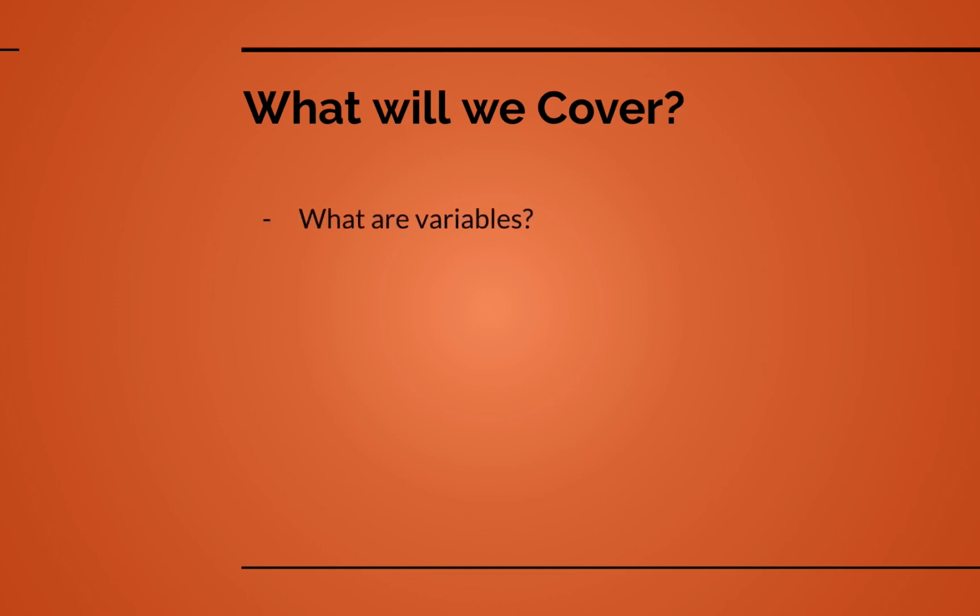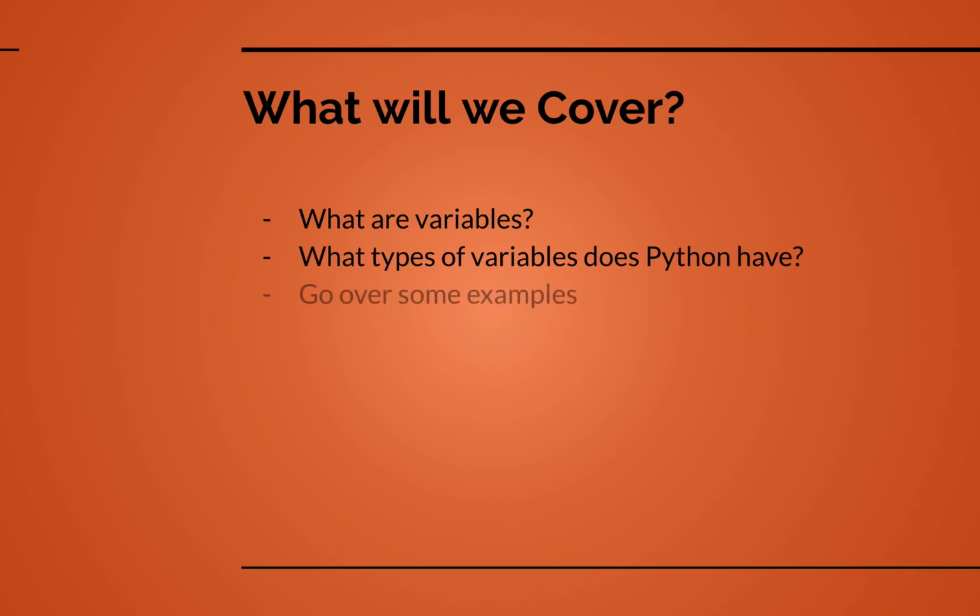First, we'll give a general intro into what variables are and what they do for us in the sense of a program. We'll talk about what types of variable Python has and go over what each type will represent within a program. And then finally, we'll go over some quick examples.